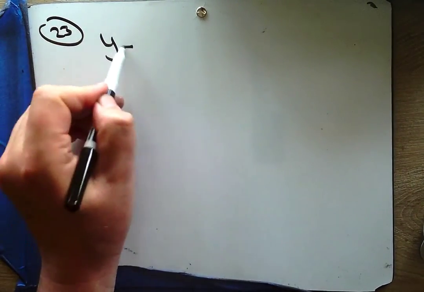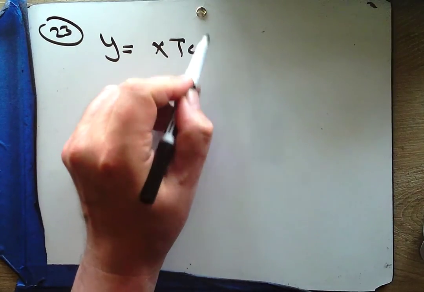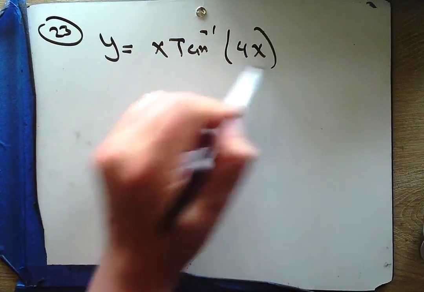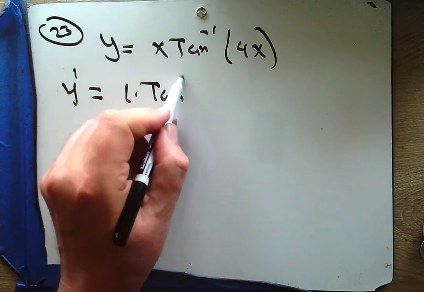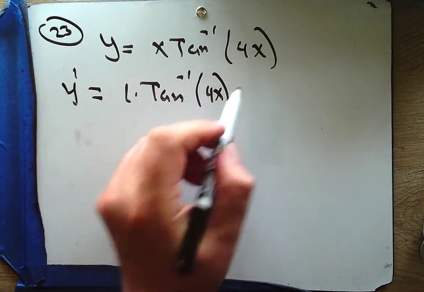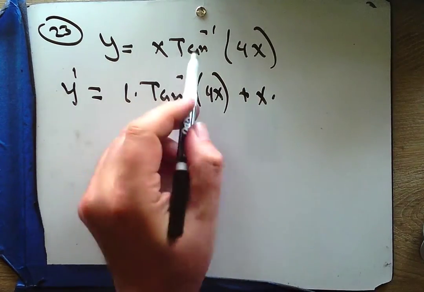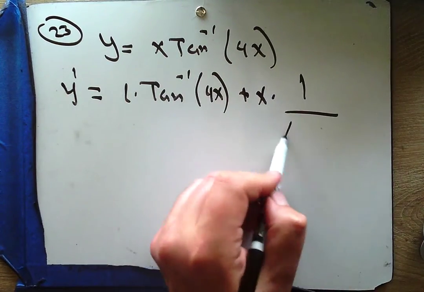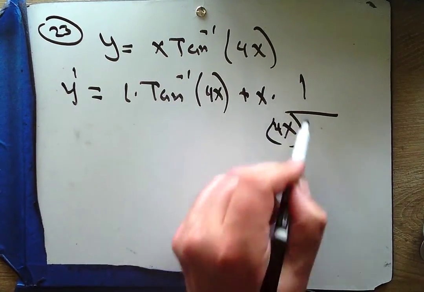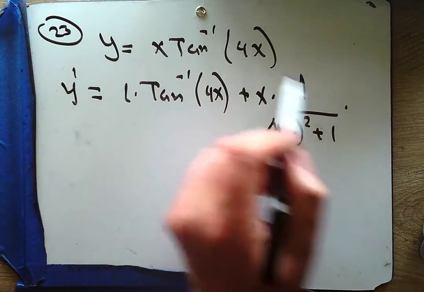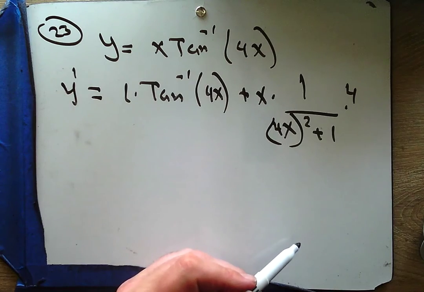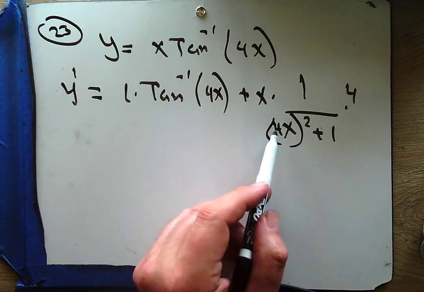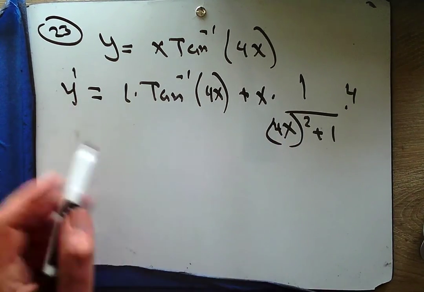23. Y equals x tangent inverse 4x. So y prime, 1 times tangent inverse 4x plus x times the derivative of inverse tangent, which is 1 over stuff squared plus 1 times the derivative of stuff. Don't forget, if you do take this further, you got to square that 4 as well as the x.